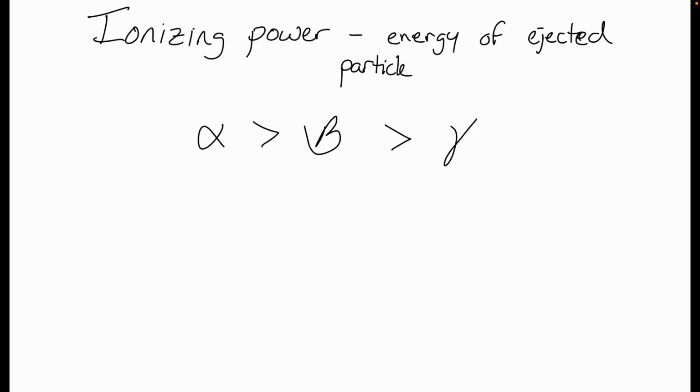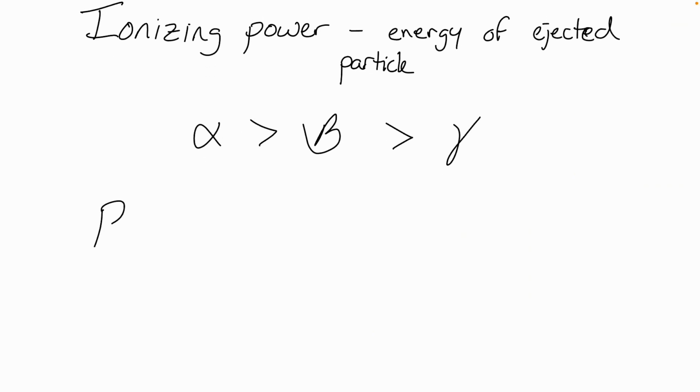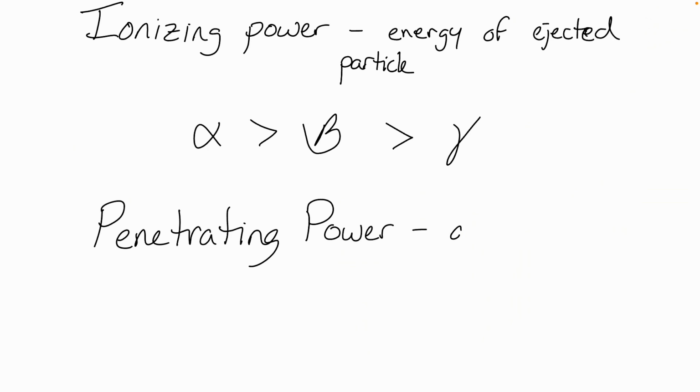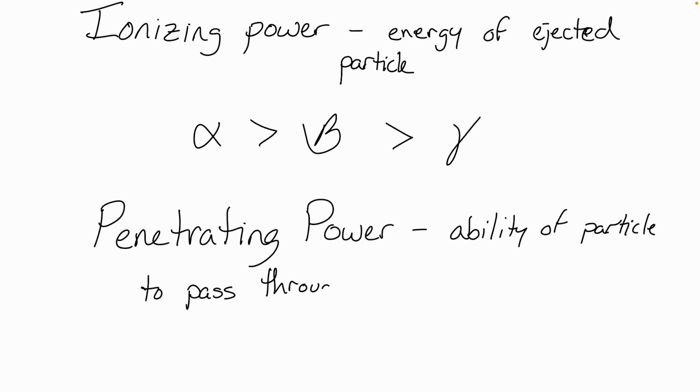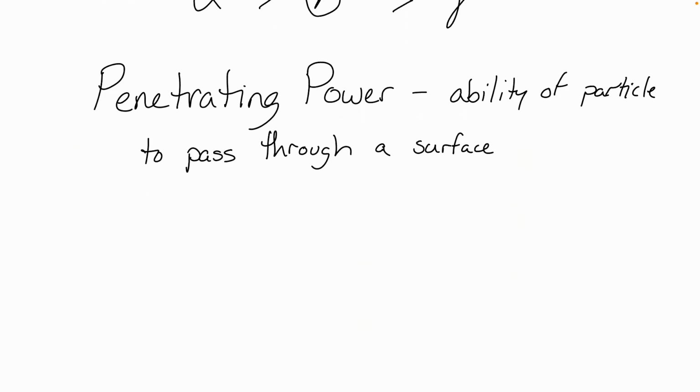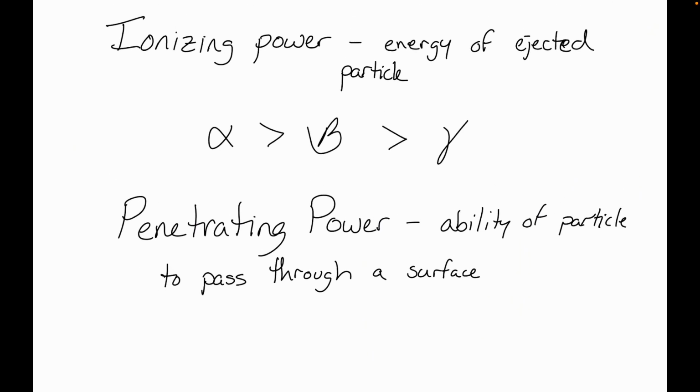Okay, the other thing that we rank these at that we've got to be worried about is what we call the penetrating power. And this is just the ability of the particle to pass through a surface. And here we see the exact opposite trend, where it's the smaller one that's able to wiggle its way through surface atoms. So the gamma ray, followed by the beta, followed by the alpha particle.